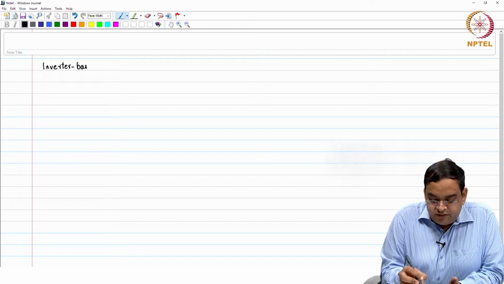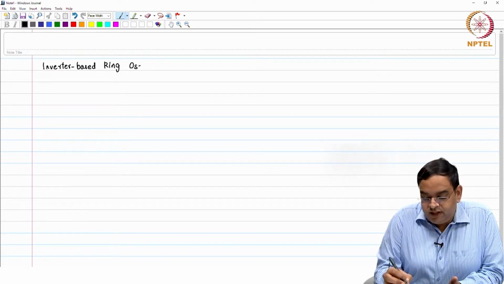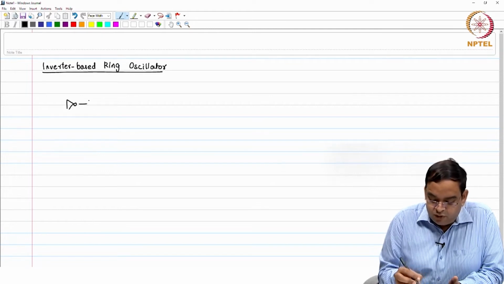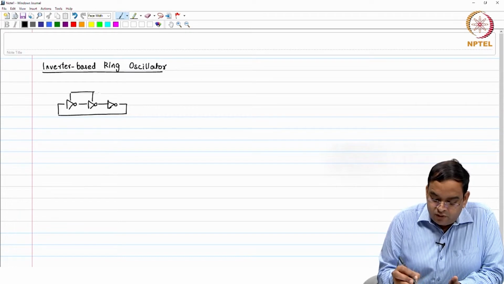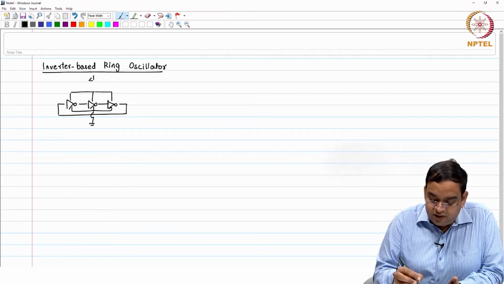The inverter based ring oscillator is something which we studied, and we said that if we want to control the frequency of the ring oscillator, we can do so by controlling the current or by changing the load. So, if you remember what we did, we controlled the current somehow.